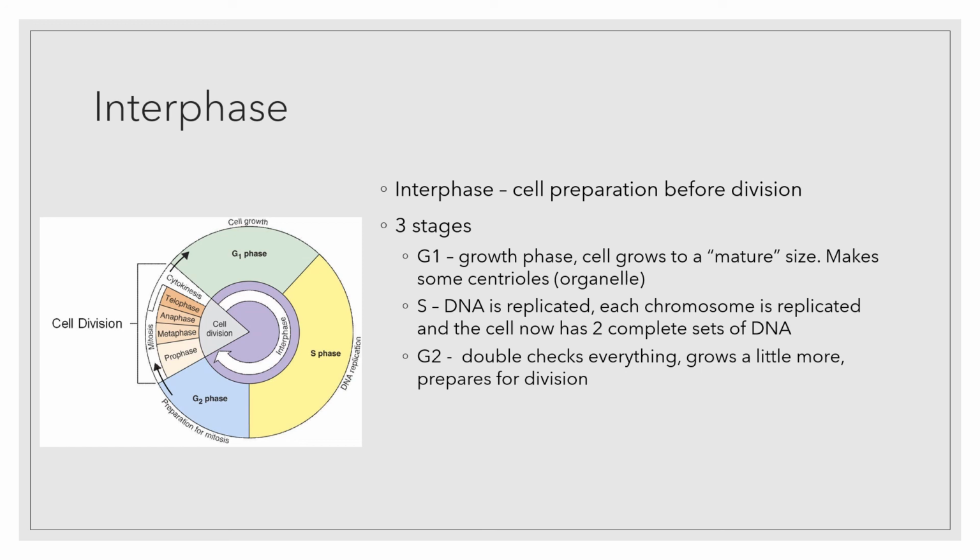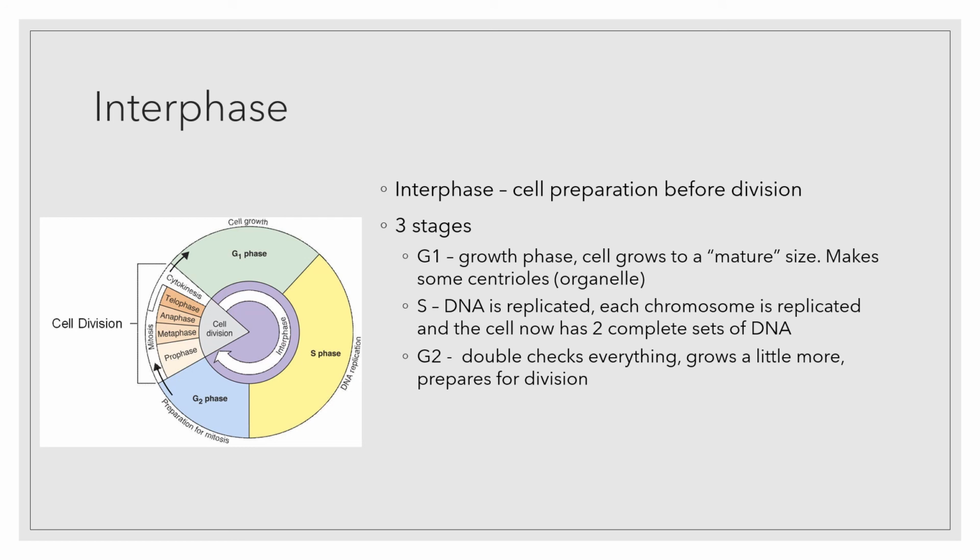Cells grow to a mature size, so like adulthood in cell world, and make some centrioles, an additional organelle that isn't really in the cell until it's about to divide. Then we hit S phase, and DNA is replicated here. This is the synthesis phase. DNA is synthesized or created. So each chromosome is replicated, and now the cell has 2 complete sets of DNA.